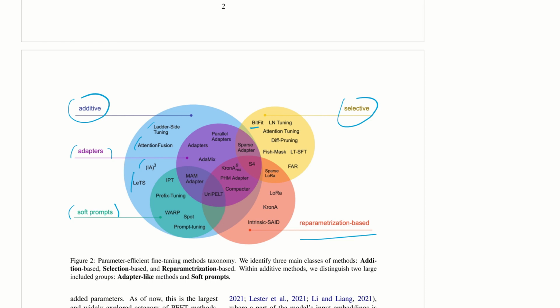And of course, there are a number of approaches that fall on the boundaries. There are hybrid approaches. There's something called S4 here, which uses all the tricks, or it borrows from many of these approaches. And also UniPELT borrows from a lot of these approaches. But this framework of thinking of these in terms of additive, selective adapters, soft prompts, and reparameterization is really helpful when you look at a new approach.